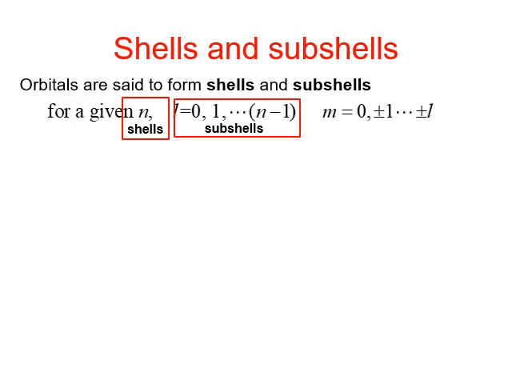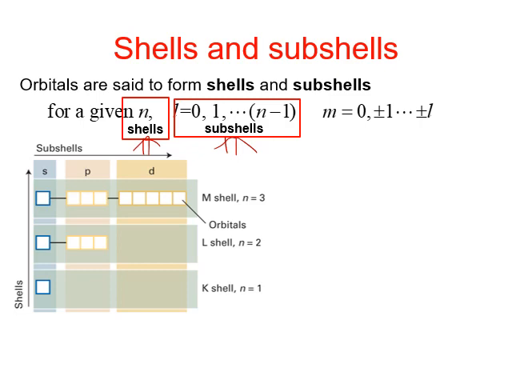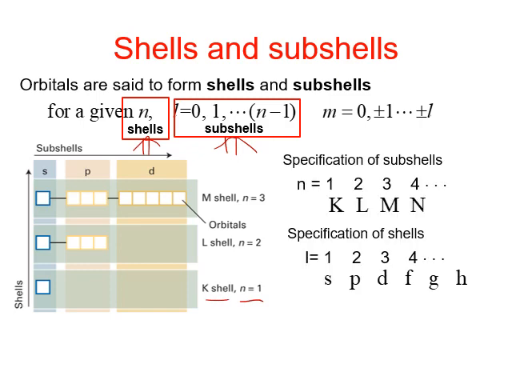It's a common practice to call the principal quantum number shells and the angular momentum quantum number subshells. So here shows a diagram of shells. When n equals 1, we call it the K shell. When n equals 2, we call it the L shell. When n equals 3, we call it the M shell. Now for the first shell, the K shell, because n equals 1, L can only be 0, so we only have one subshell.